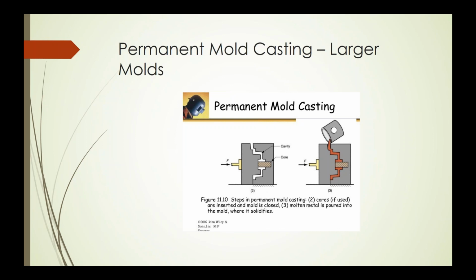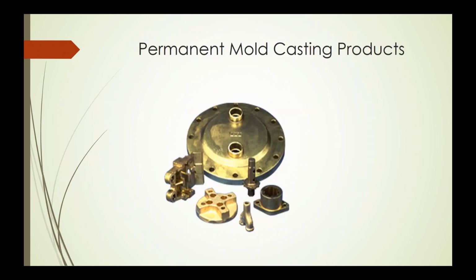So you start and you put the core in, you push the two sides of the mold together, you pour the metal in, you let it solidify, and you cool the mold. You open it up, extract the part, and you may have to put a new core in and lubricate the mold. Permanent mold casting products. A wide variety of things, believe it or not. Some of this is sometimes called die casting.